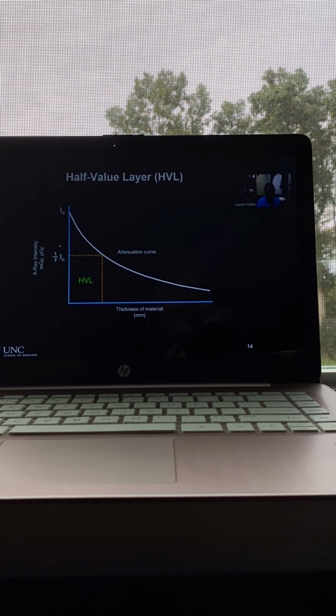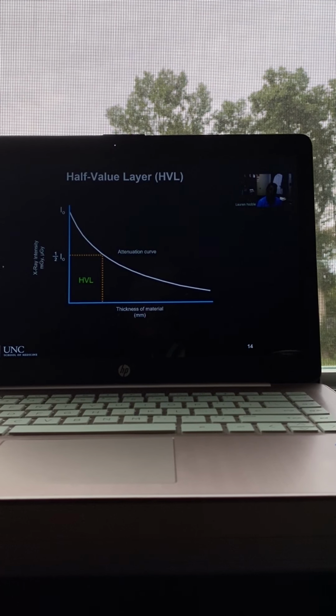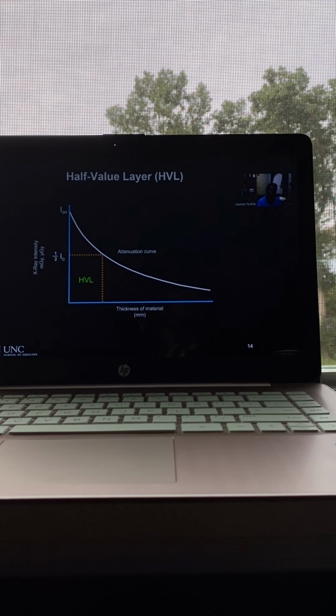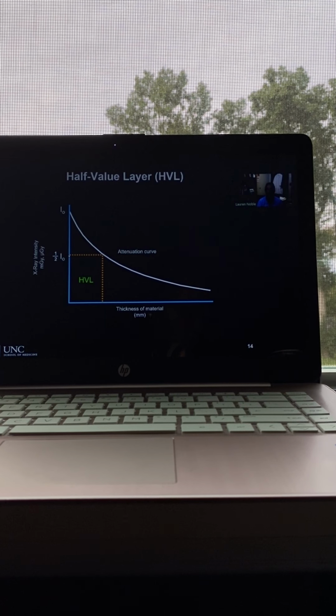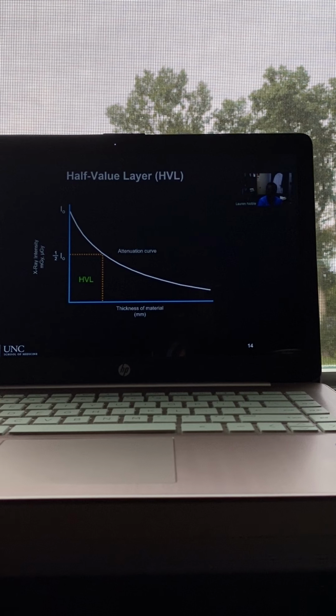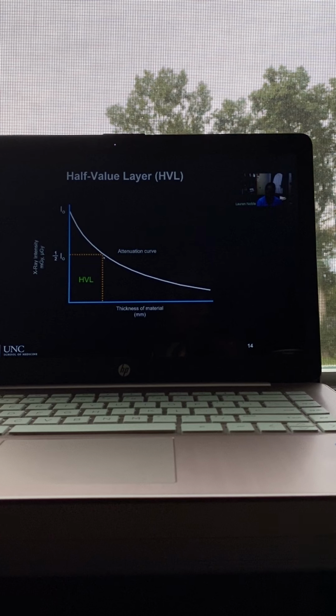And then they will start adding sheets of aluminum under that collimator, and they will look at, okay, at what point has the intensity been reduced to 1/2? And they'll look at the thickness of that material in millimeters, because they'll just keep adding sheets, whether it's 0.1, 0.5, or 1 millimeter, until it reduces that beam to 1/2 of its original value.